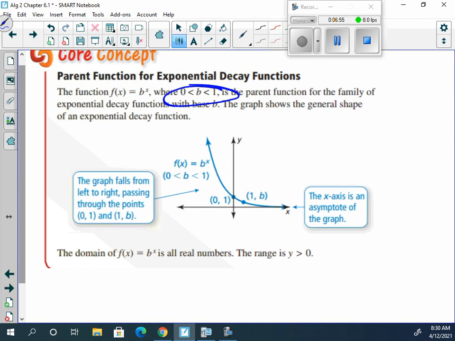Now, exponential growth can be fractions because we could have 7/2. It's still greater than 1. Now, one of the biggest real-life situations where we talk about exponential decay is something called half-life. Does anybody know what area of study half-life comes up in?